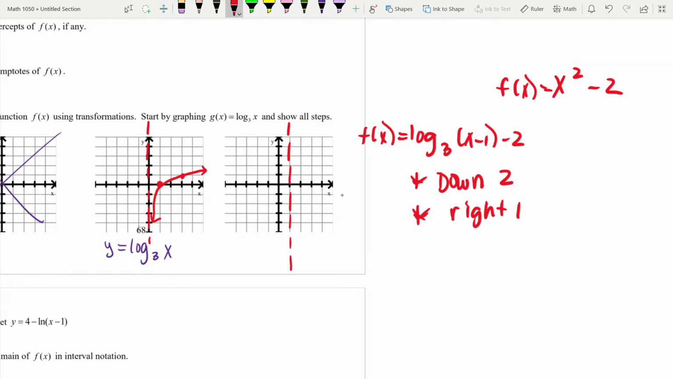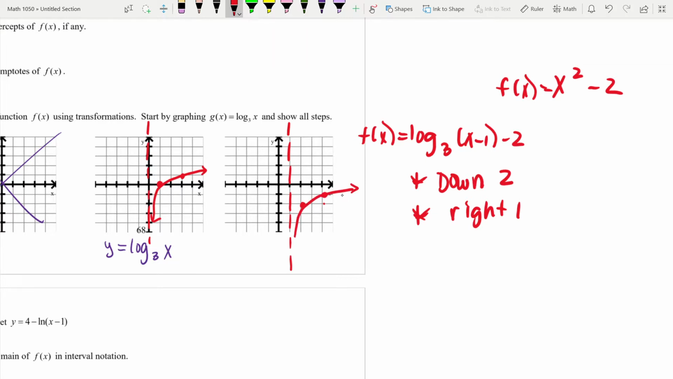Put your pencil on (1, 0) on the new graph. Now move your point down 2, right 1. There you go. Everybody go to (3, 1) on the new graph. Go down 2 and right 1. There it is.